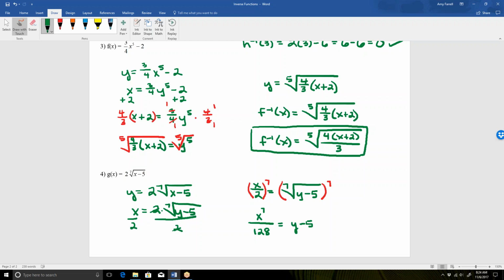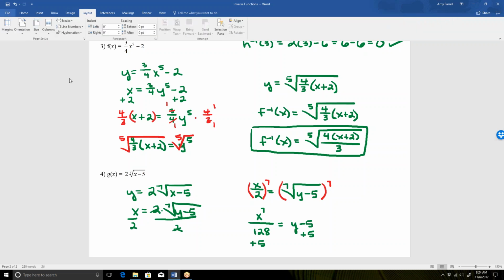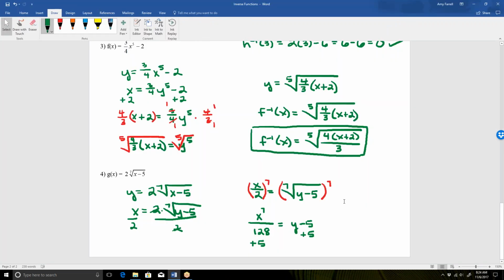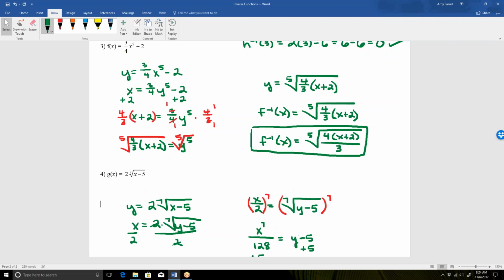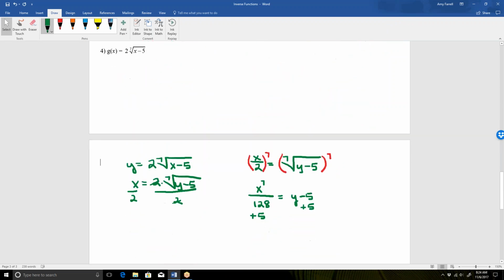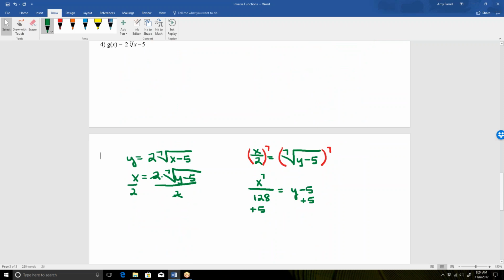Okay, the last thing we're going to do is we're going to add 5 to both sides of the equation because we're trying to isolate the y. And so, let's see here. Sorry about that. I'm just going to move all my work down. I want a little bit more room here. Moved everything down, but that's okay.